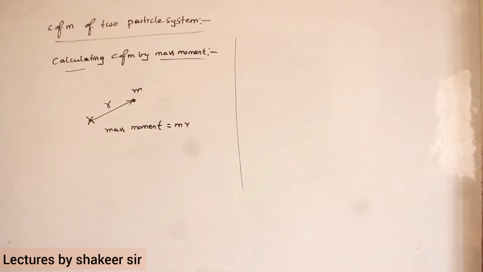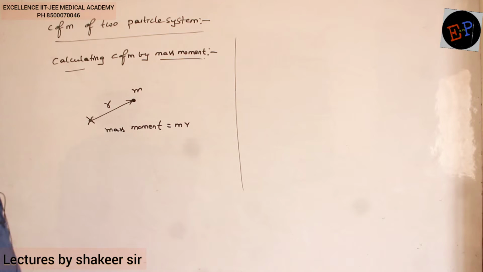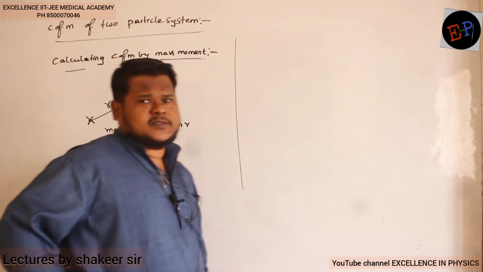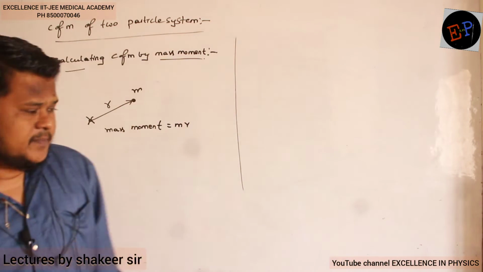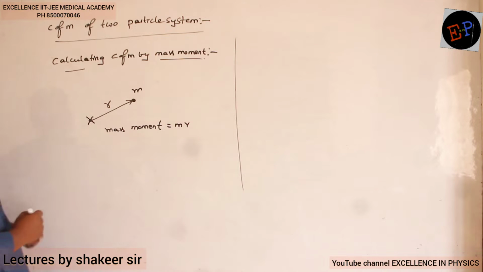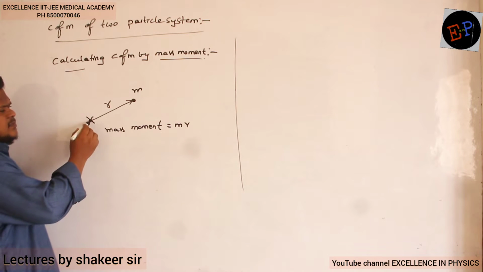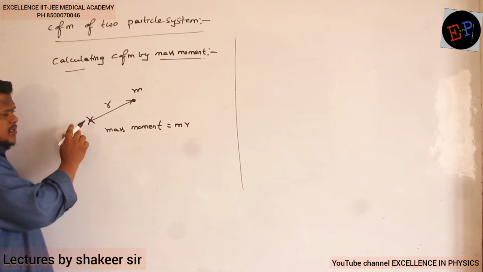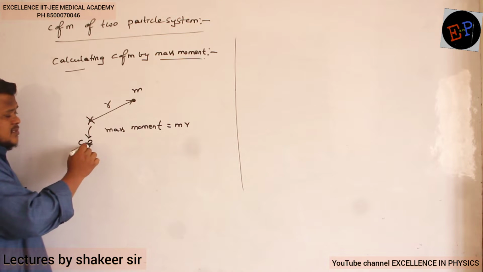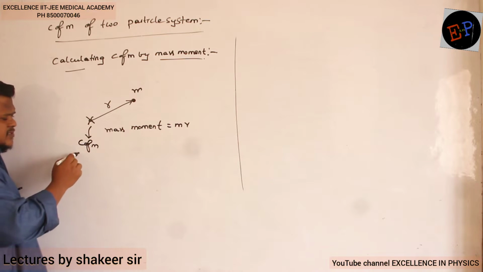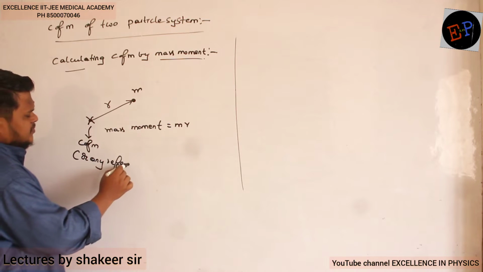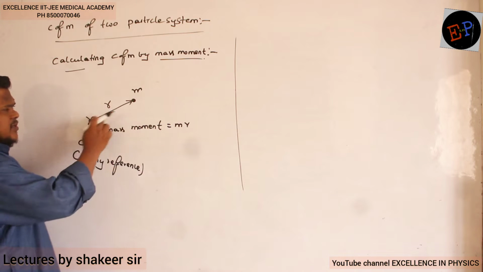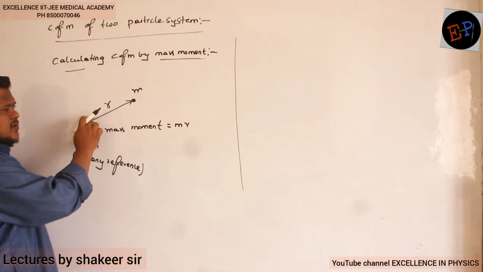Okay. Now see, the calculation of center of mass can be done by another concept, which is called mass moment. What is meant by mass moment? Consider this is some reference which I have taken, or consider this is the center of mass of a system, or any reference.